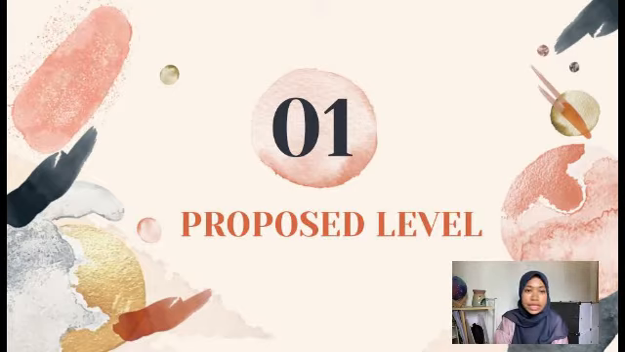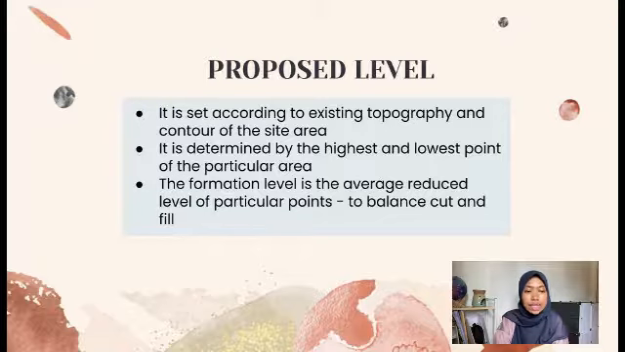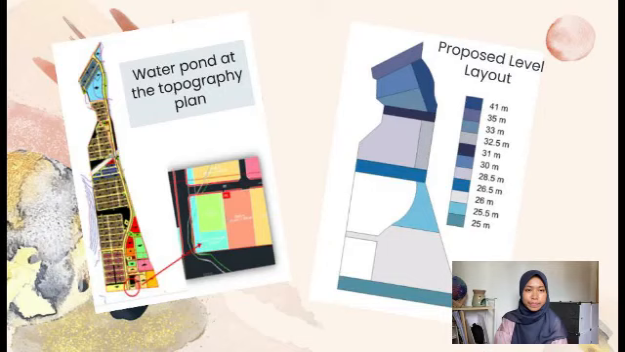Next, let's start with the first design requirement, which is establishing the proposed level. Proposed level is set according to existing topography and contour of the site area. It is determined by the highest and lowest point of the particular area, and the formation level is the average reduced level of particular points, and it is done to balance cut and fill volume.